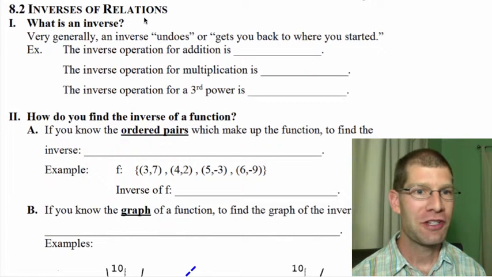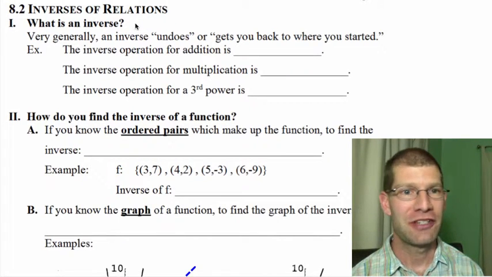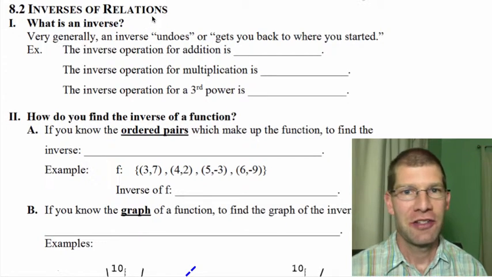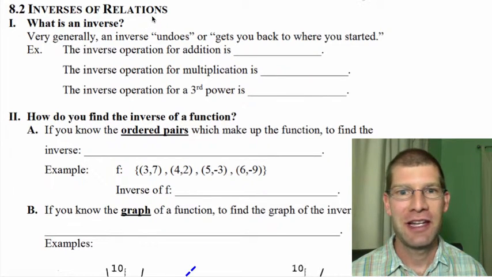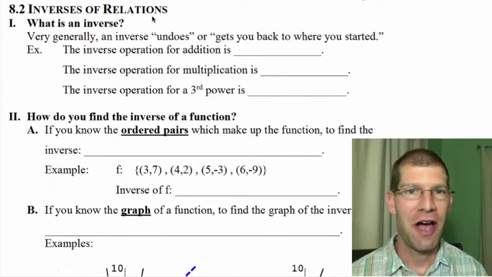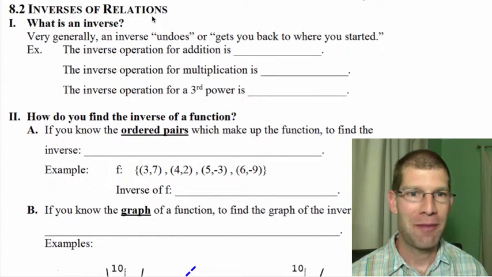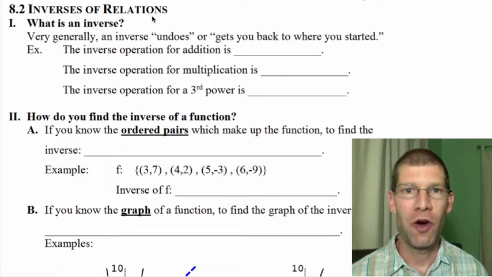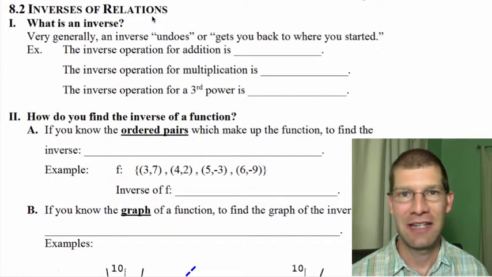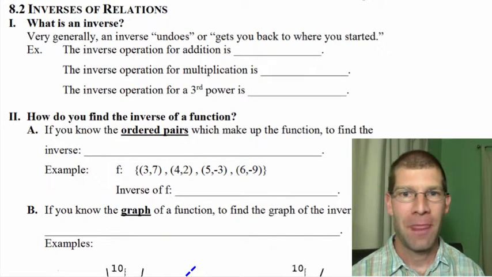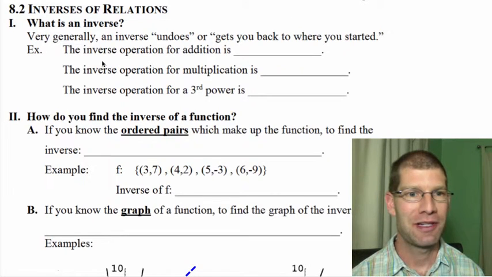Anywho, inverses of relations. What is an inverse? Very generally, an inverse is something that undoes or gets you back to where you started. Often you can look at it as though it's the opposite. Like if I said, what's the inverse operation for addition? A lot of people wouldn't know, but if I said, what's the opposite of adding? Well, that's subtracting. So inverse is kind of like the opposite. So the inverse operation for addition is subtraction.